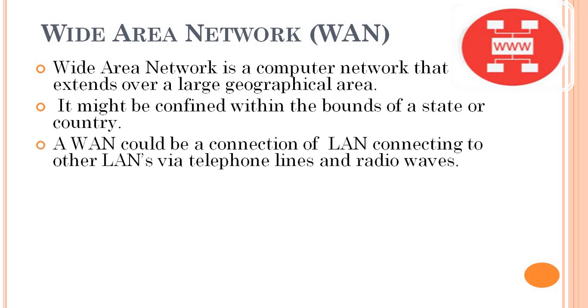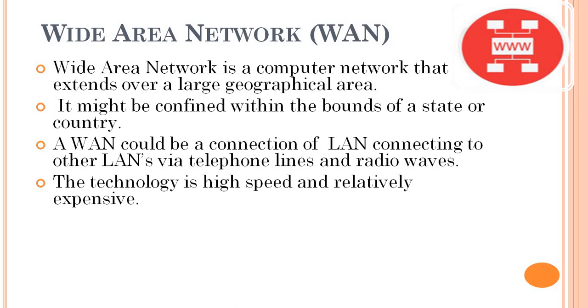A WAN could be a connection of LANs connecting to other LANs via telephone lines and radio waves. So for connecting different LANs, it is using telephone lines and radio waves. Telephone lines and radio waves are going to connect various LANs together so that they can form a bigger network, which is WAN. The technology is high speed and relatively expensive. Now, if we want speed, with this many computers, we have to shell out some money so that we can get very good speed.